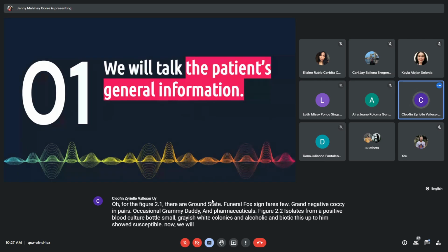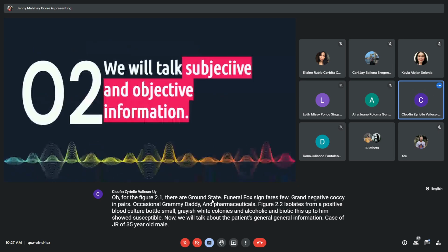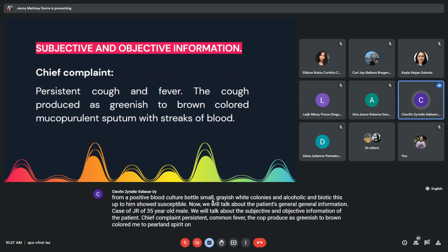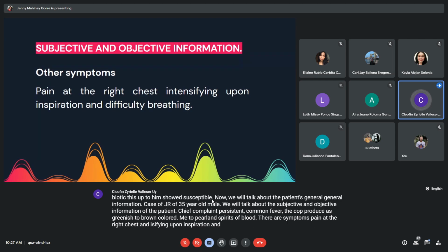Now we will talk about the patient's general information. A case of JR, a 35-year-old male. We will talk about the subjective and objective information of the patient. Chief complaint: persistent cough and fever. The cough produced greenish to brown colored mucopurulent sputum with streaks of blood. The other symptoms: pain at the right chest intensifying upon inspiration and difficulty breathing.